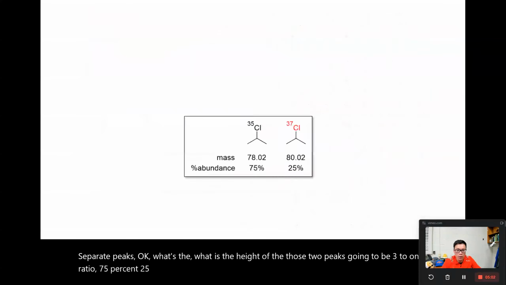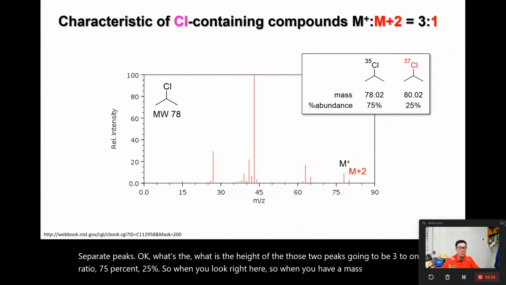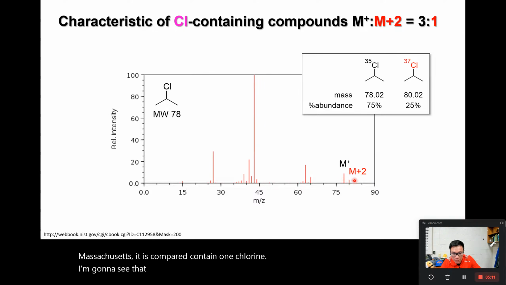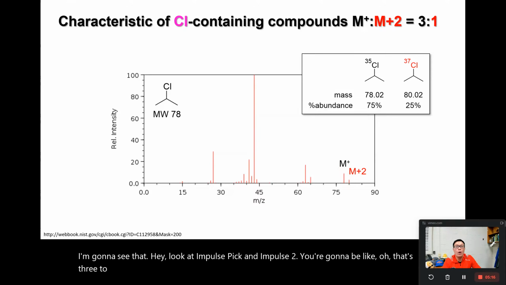So we're gonna look right here. When you have a mass spectrum and this compound contains one chlorine, you're gonna look at the M+ peak and M+2 and you're gonna be like, oh, that's a 3-to-1 ratio. That's one chlorine. That's how it works. The M and M+2 peaks tell you the presence of chlorine and bromine.